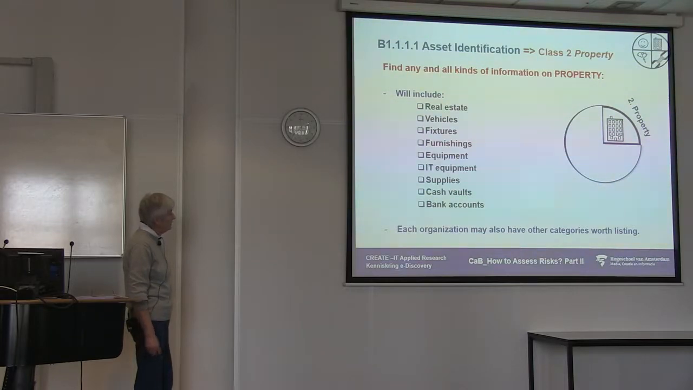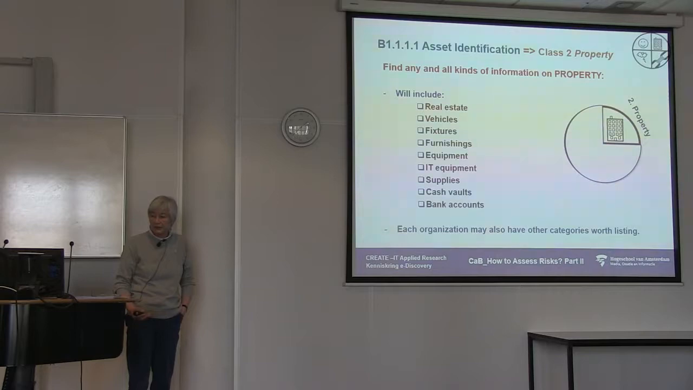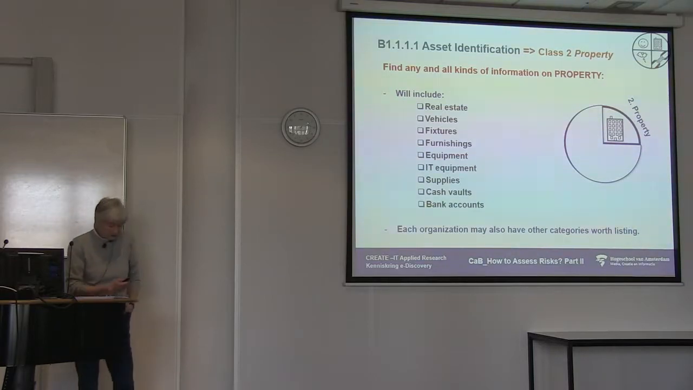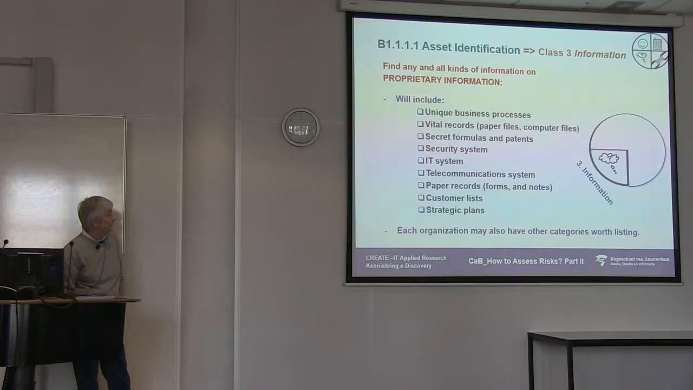These are the kinds of information about class two, property: real estate, vehicles, fixtures, furnishings, equipment, IT equipment, very important, supplies, cash flow, bank accounts, and it depends on the organization what is extra worth listing.